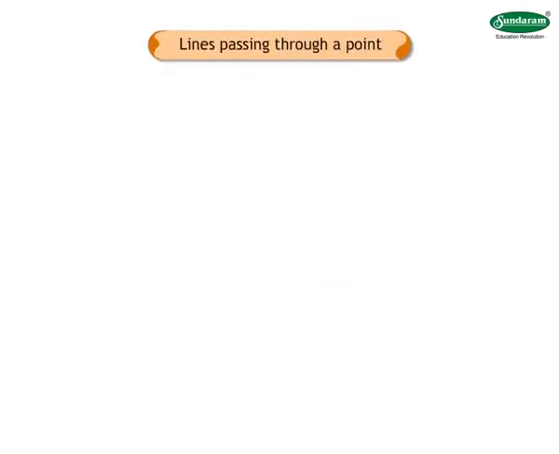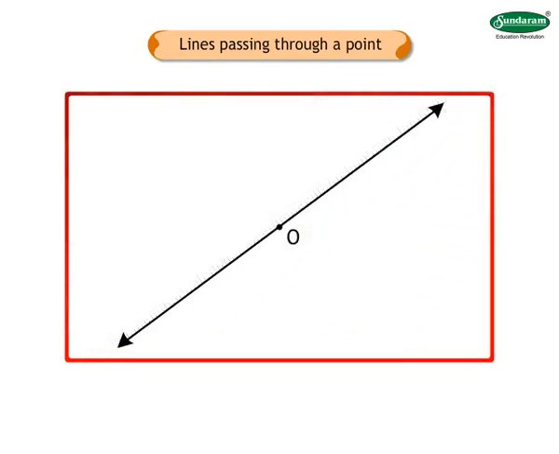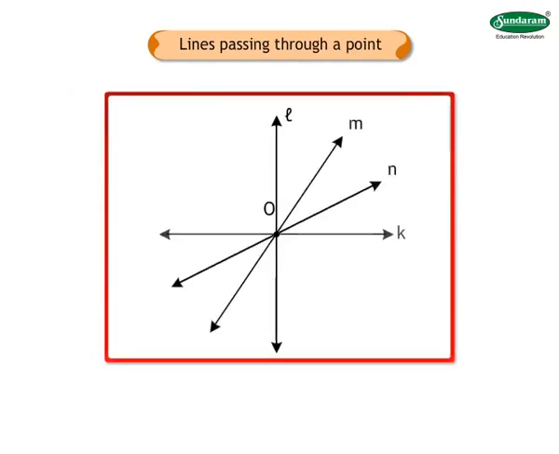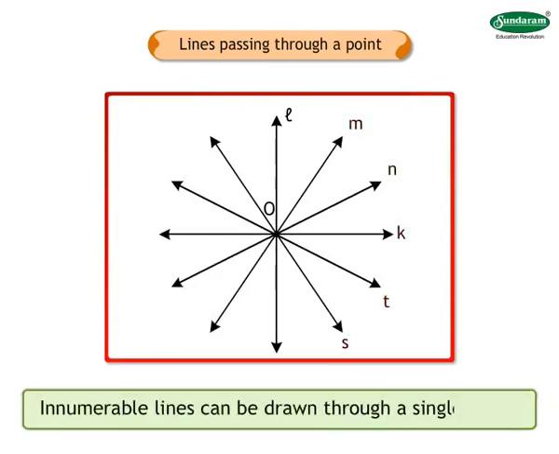Now, let's see how to draw lines passing through a point. Plot a point O and using a scale, draw a line passing through O. We get a line L. Now, try to draw as many lines as possible through the same point O. We can draw many lines through O, like M, N, and so on. Innumerable lines can be drawn through a single point.